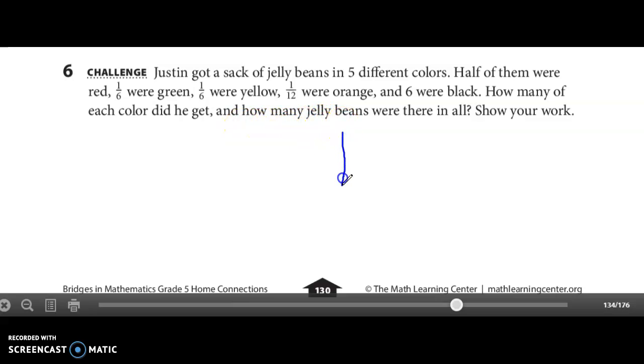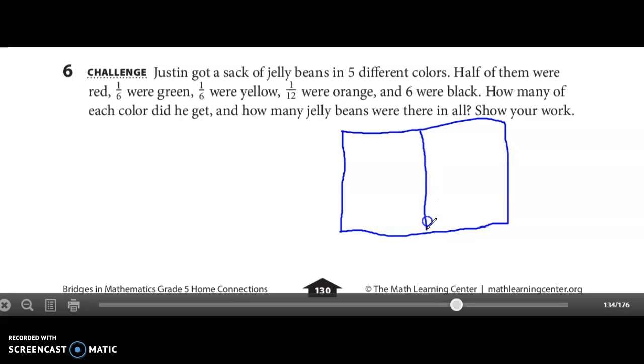So in order to do this, I'm going to start with a sketch. I'm going to sketch one whole, and that will help me determine how many jelly beans there are total. Half are red, so I'm going to take my whole and divide it in half, and then this is going to be the red portion. 1/6 were green. So if this is 1/2, I know that if I divide this into thirds, and then if you also divided these up, that would be 6 parts. So one of those parts are green.